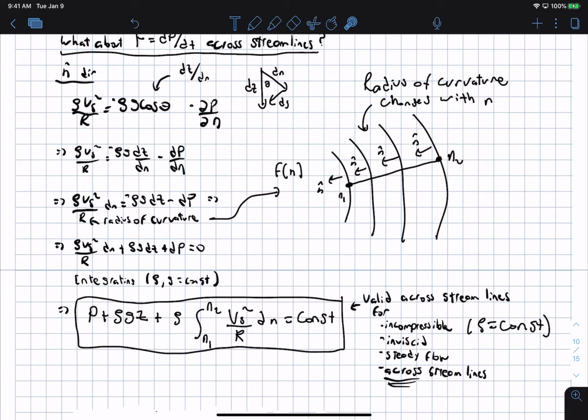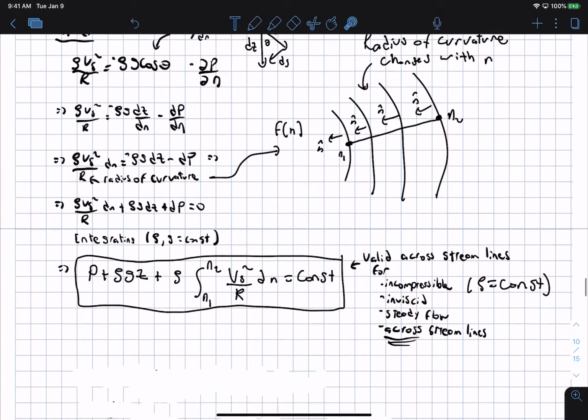And this equation is not nearly as useful as the Bernoulli equation, so we're not going to work with it that much, maybe do a few problems. But I will do an example.